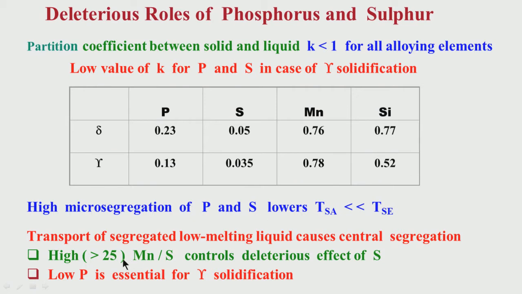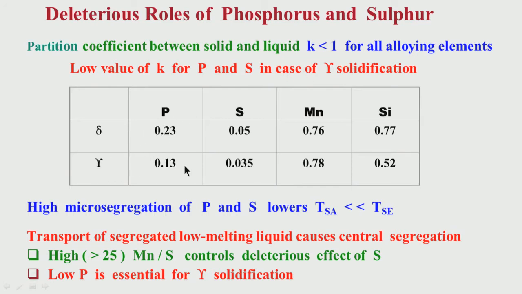If the manganese by sulfur ratio is high, more than 25, then this deleterious effect of sulfur is taken care of to some extent. That is why we should always use a manganese by sulfur ratio of more than 25 to take care of the harmful effect of sulfur. But unfortunately, unlike sulfur, there is no alloying element used in steel which can take care of the deleterious effect of phosphorus.